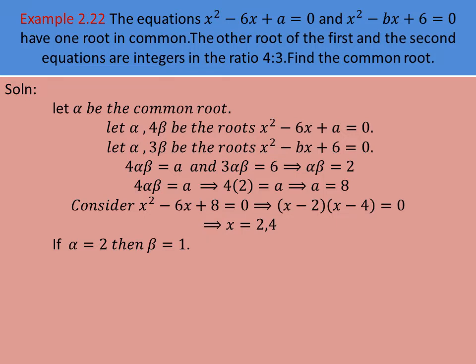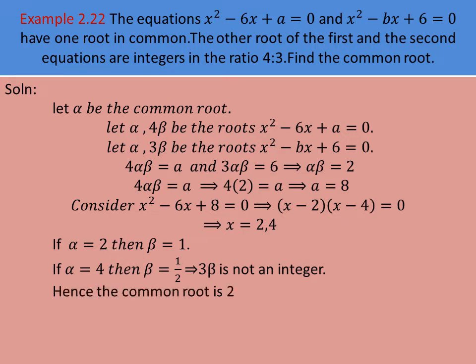Okay. So now we are taking the next x value as alpha. If alpha is equal to 4, then beta is equal to what? Here when we replace alpha by 4, on both sides 2 you can cancel, beta equal to 1 by 2. So you replace this beta value here. 4 beta means it is 2. It is an integer only. But 3 beta, when we replace, is not an integer, isn't it? 3 into 1 by 2 is 3 by 2. It is a rational number. So 3 beta is not an integer. So what we are saying is among these two values only one will be the common root. Alpha is taken as the common root for both the equations. So we are saying that only alpha equal to 2 is the common root.